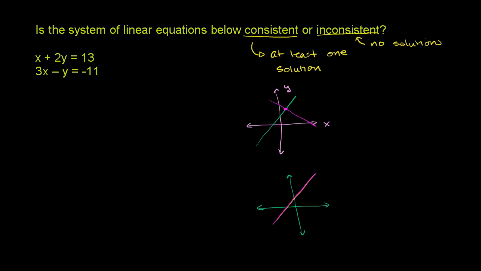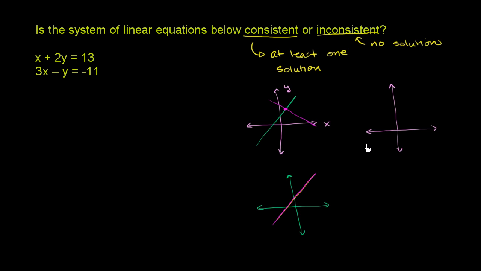An inconsistent system would have no solutions. Let me once again draw my axes. It will have no solutions. The only way that you're going to have two lines in two dimensions have no solutions is if they don't intersect, if they are parallel.